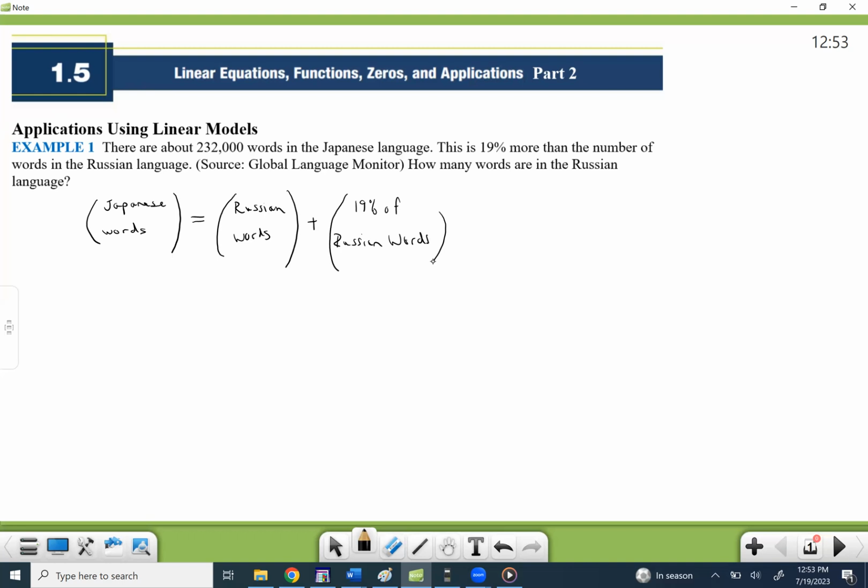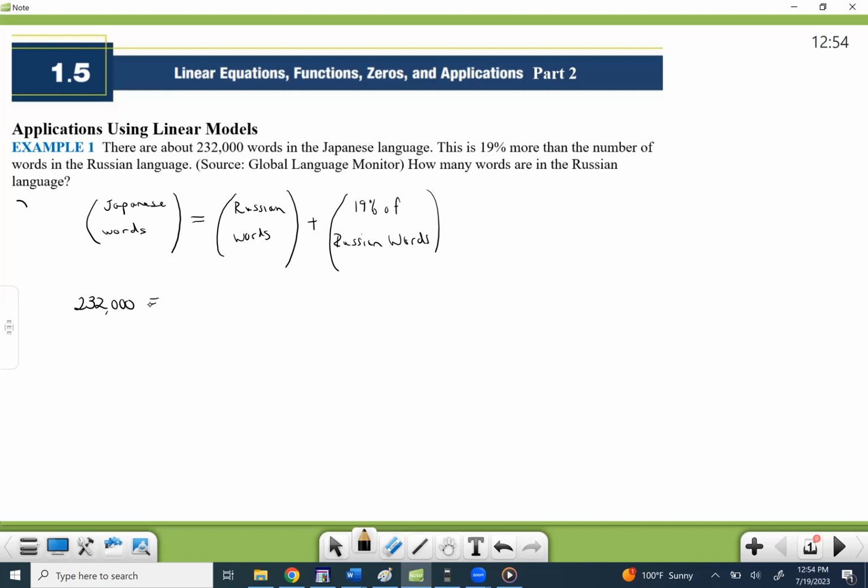All right, so let me think about this. There are about 232,000 words in the Japanese language. This is 19% more than the number of Russian words. So I'm going to take the Russian words and I'm going to add 19% more of it to it. And that should get me the Japanese words. Okay, so the things that we know, well, we know how many Japanese words there are. There's 232,000. So I'm going to substitute that in right here.